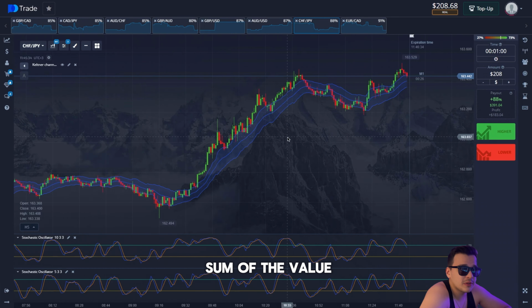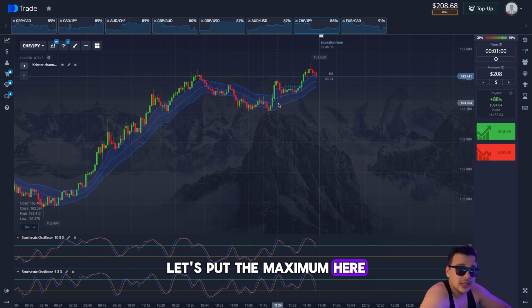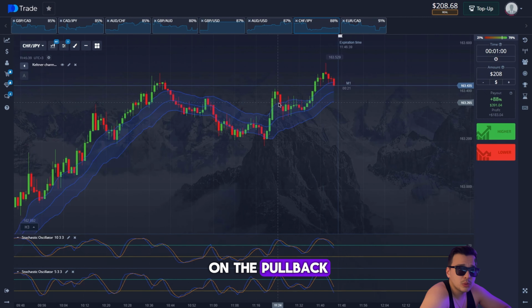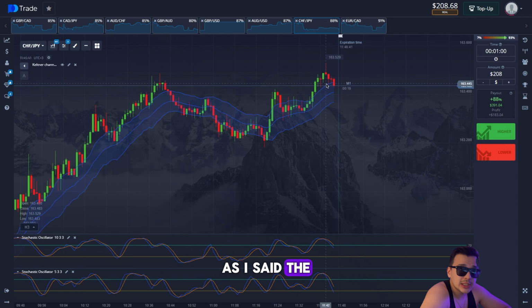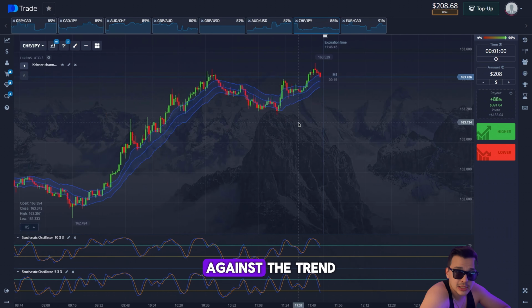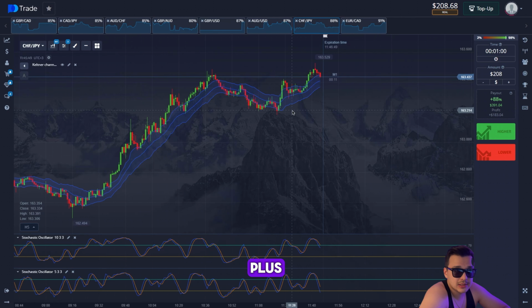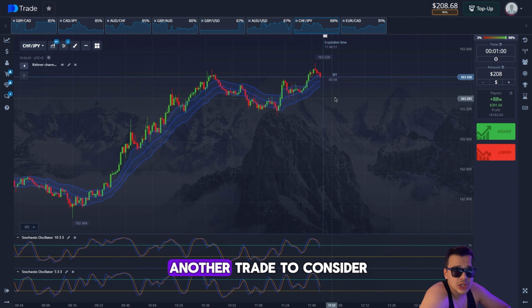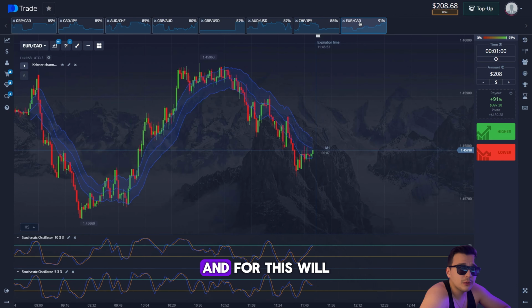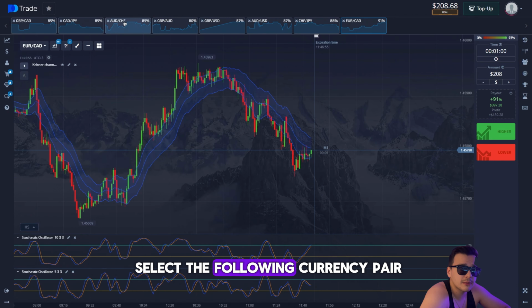Let's change the sum of the value, let's put the maximum. Here we open a trade on the pullback. As I said, the strategy is universal. Here we open a trade in the pullback against the trend. And in general, again it closed in plus. Let's try to open another trade to consider the option. And for this, we will select the following currency pair.